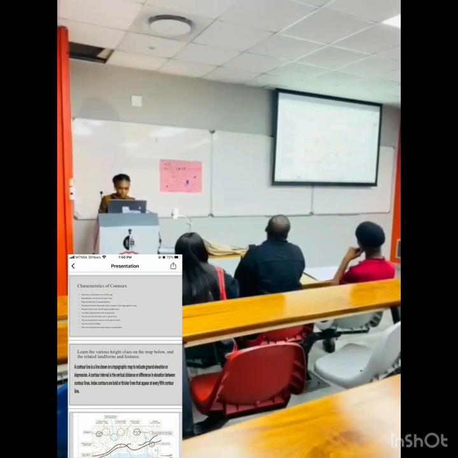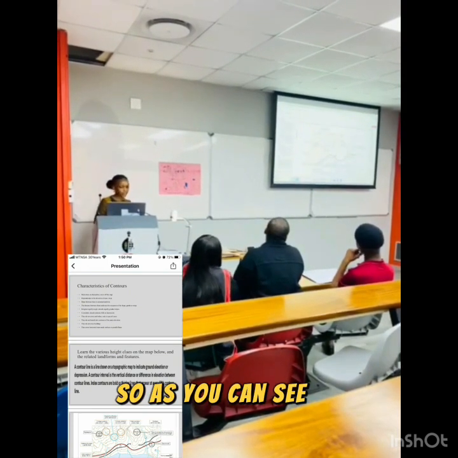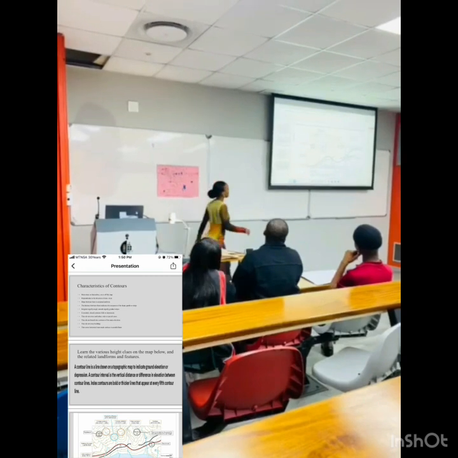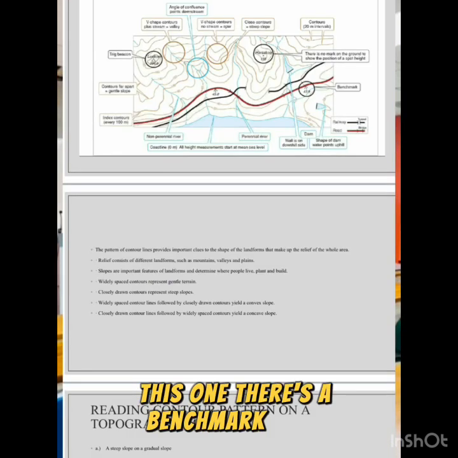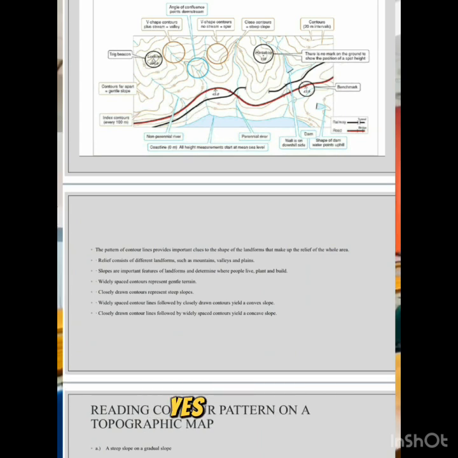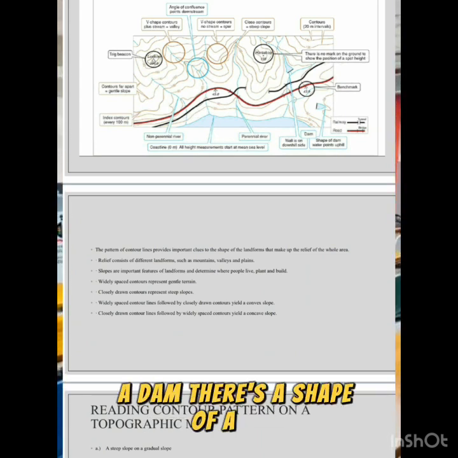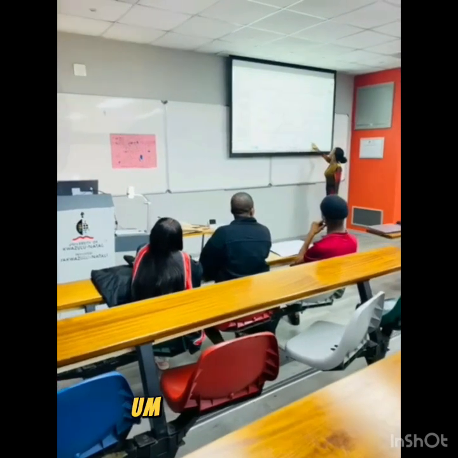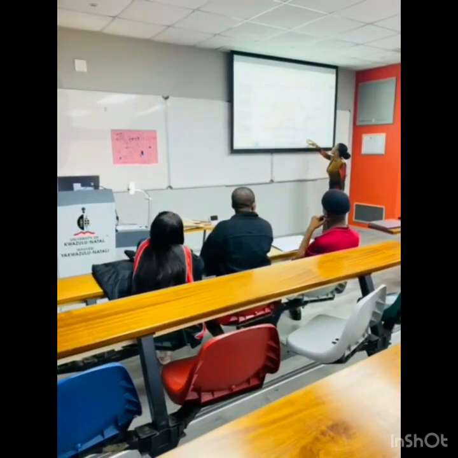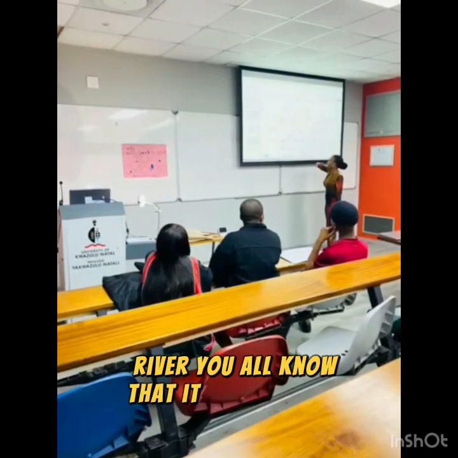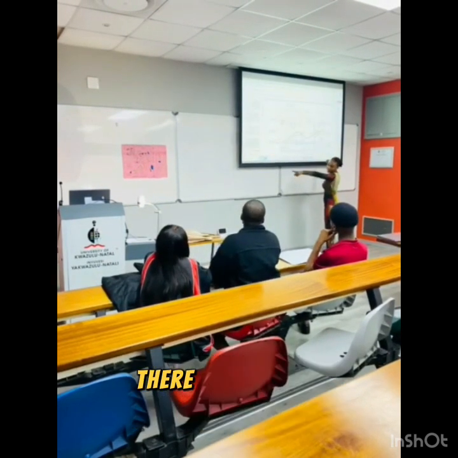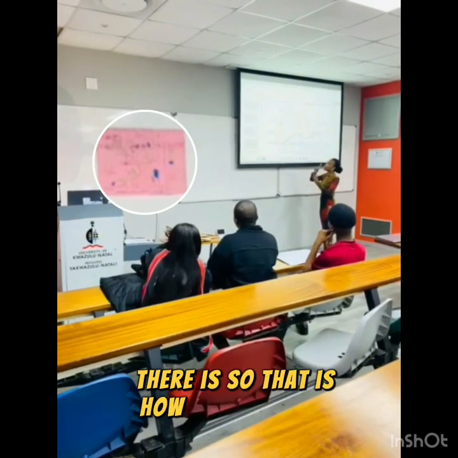As you can see with this one, there's a benchmark, there's a dam, water points, a downhill side, a perennial river, you all know that. It is written in the references of the map there.